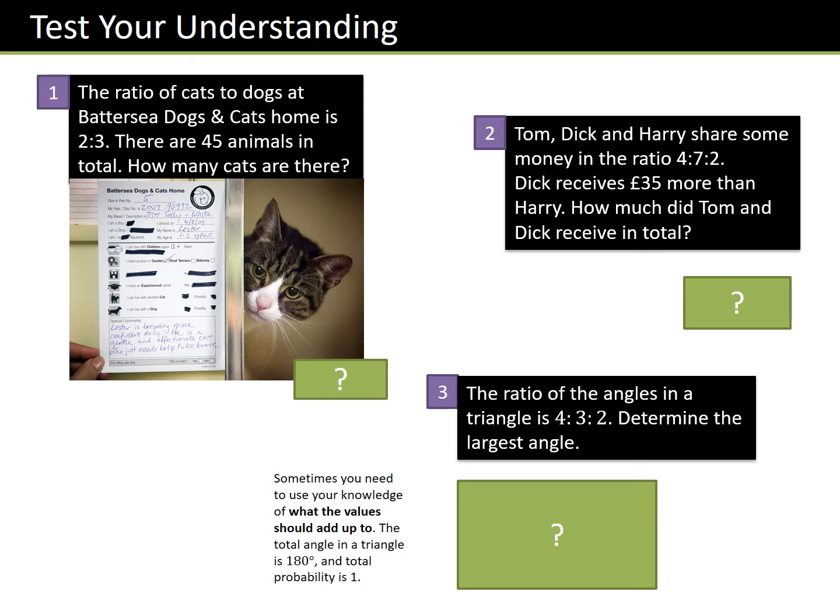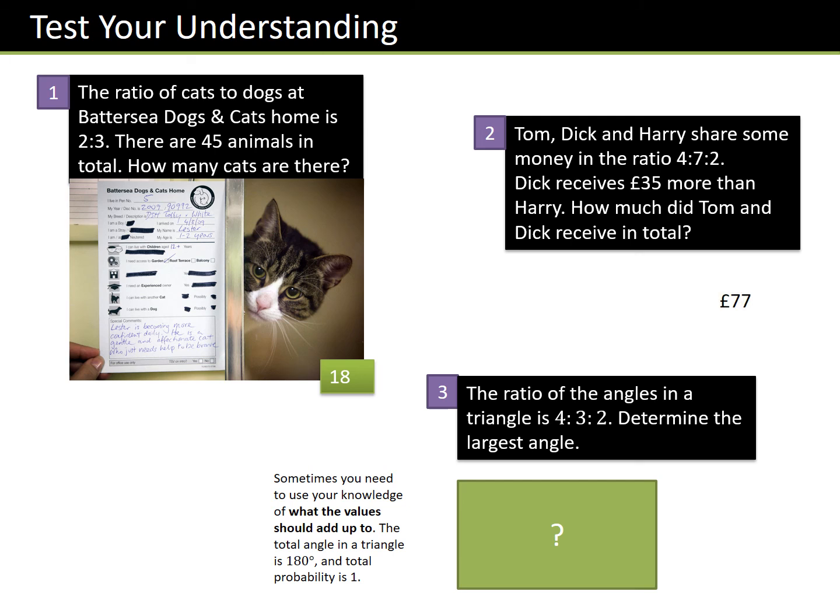So, checking the questions. The ratio of cats to dogs at Battersea Dogs and Cats Home is 2:3. There are 45 animals in total. How many cats are there? There's 18 cats. Tom, Dick and Harry share some money in the ratio 4:7:2. Dick receives £35 more than Harry. How much did Tom and Dick receive in total? Well, hopefully you've got the answer 77.